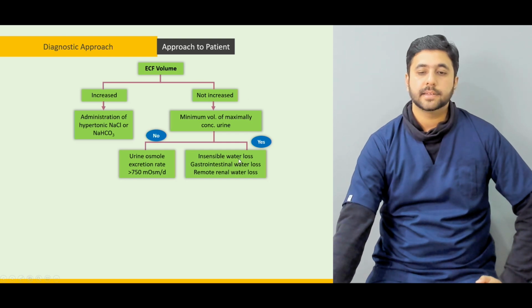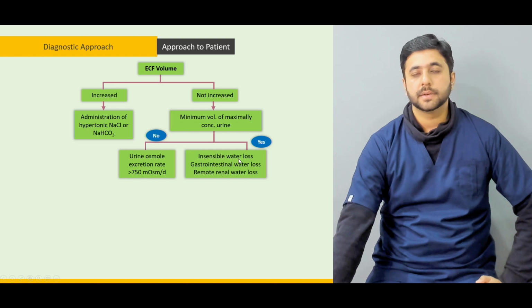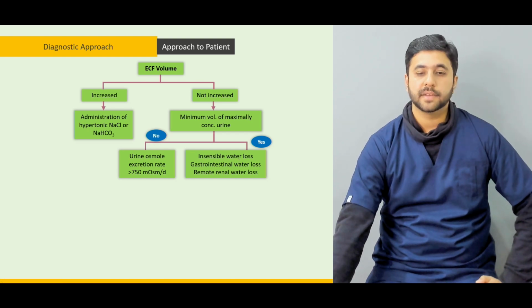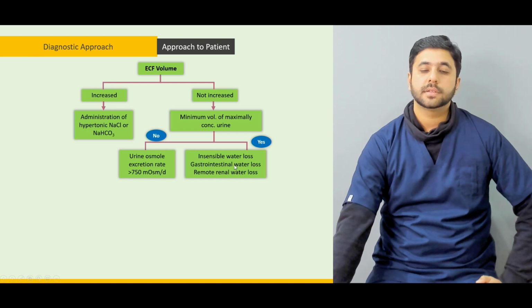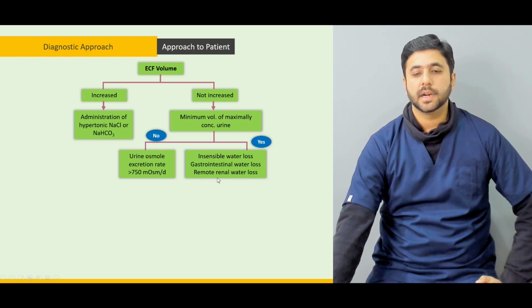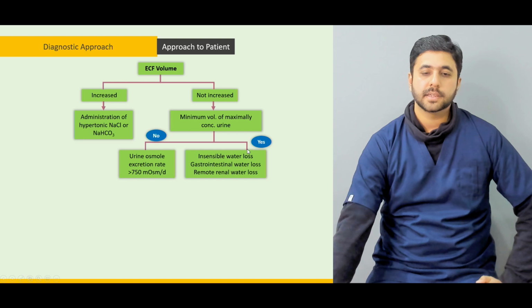This can be either insensible water loss, for example, in someone with fever or strenuous exercise or mechanical ventilation, or the loss is from the GI tract in the form of diarrhea, vomiting, etc. And there can be some remote renal water losses which are insignificant. So I just want you to remember that if the kidneys are working fine, then there is some GI loss or there is some insensible water loss.